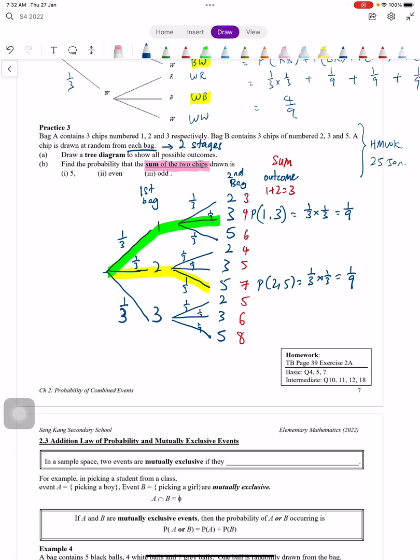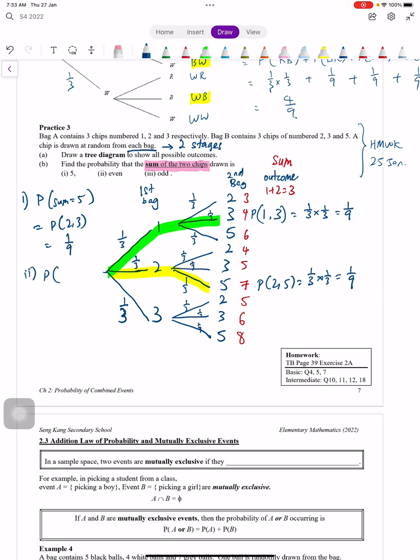Okay, so let's take a look at the first question. The probability of the sum being equal to 5. So we have the probability that the sum is equal to 5. I will have the probability of 2 and 3. So this is 1 over 9.